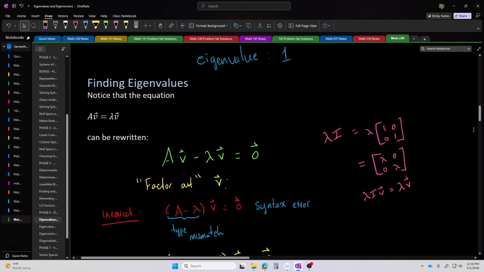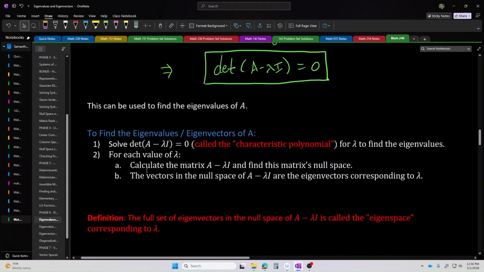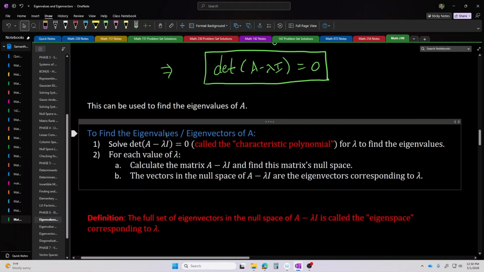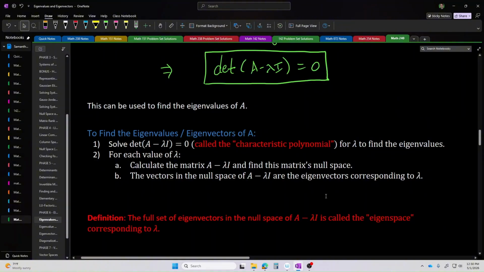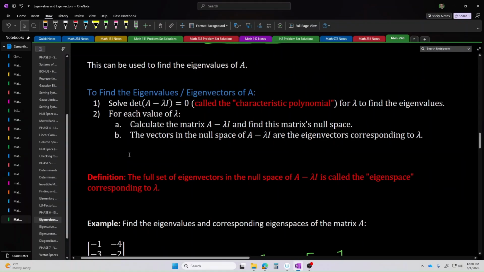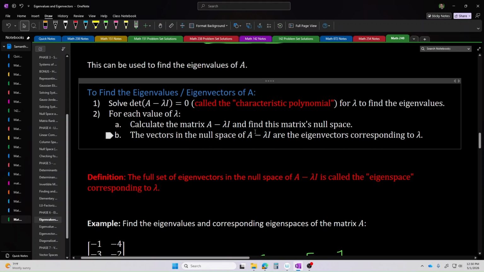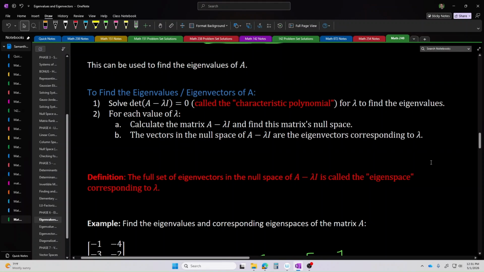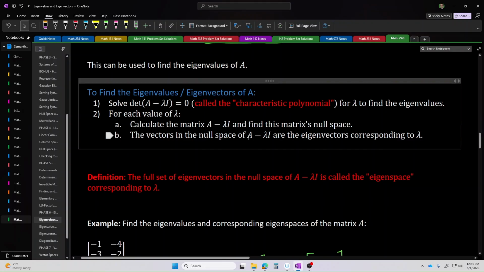If you have to find the eigenvectors and the eigenvalues from scratch, then you can do that by calculating A minus lambda I, calculating the determinant of that, setting that equal to 0, and solving for lambda. Those are going to give you the eigenvalues of your matrix. And then for each value of lambda, for each eigenvalue, calculate A minus lambda I and calculate that matrix's null space. The null space of this matrix is equal to the set of the eigenvectors corresponding to whatever your lambda value is.